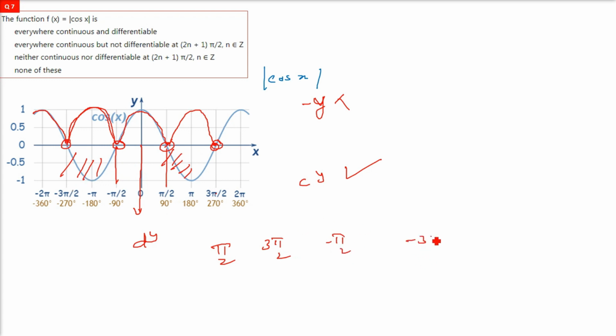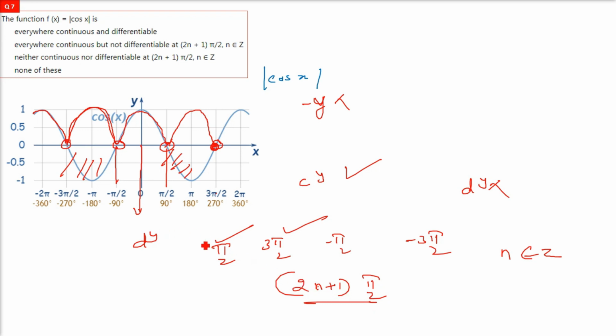And since we have sharp edges, you can generalize it taking the integer n: 2n plus 1 pi by 2. 2n plus 1 is simply the odd number. So 2n plus 1 pi by 2 shows that all these points are going to give you a sharp edge, and a sharp edge means no differentiability. So this function is continuous because there is no break, but this modulus of cos x has sharp edges at 2n plus 1 pi by 2, so it will not be differentiable at 2n plus 1 pi by 2. The same discussion goes for modulus of sin x also, that we have just discussed.